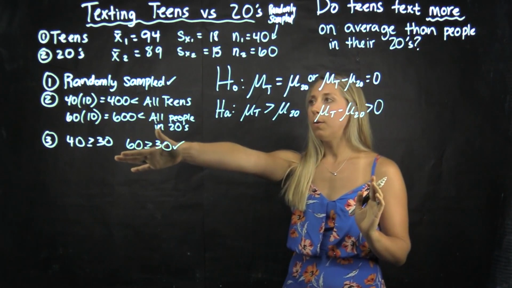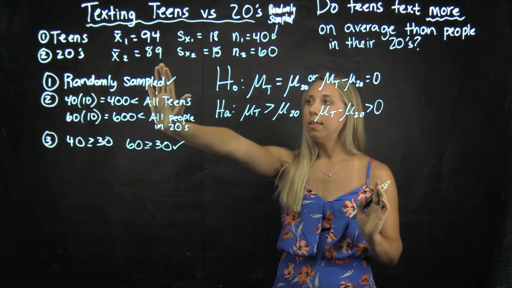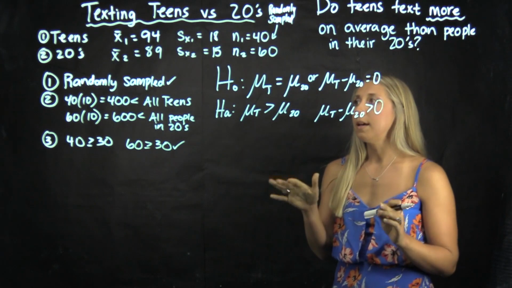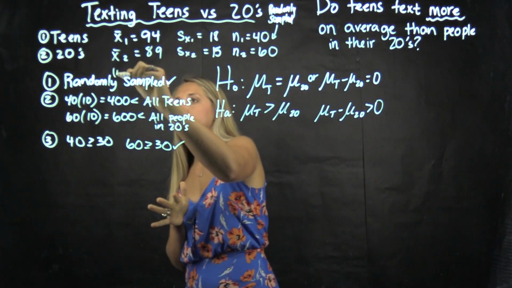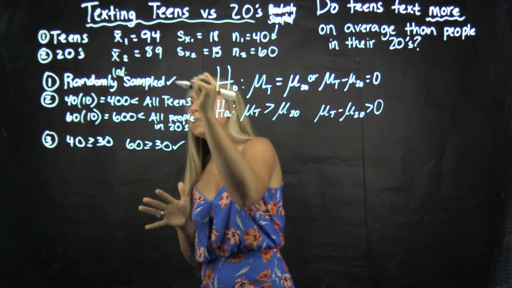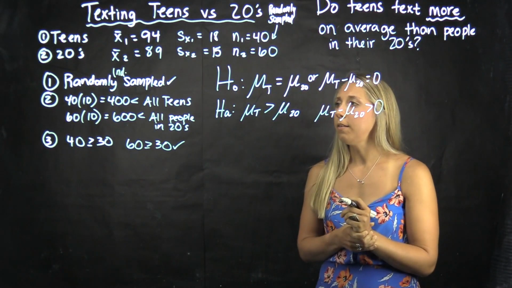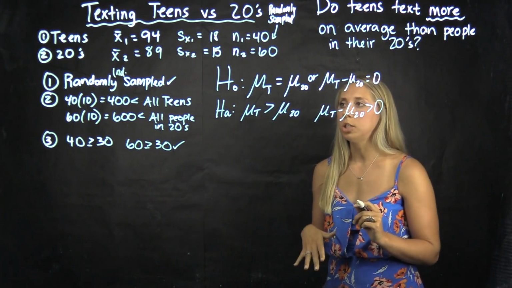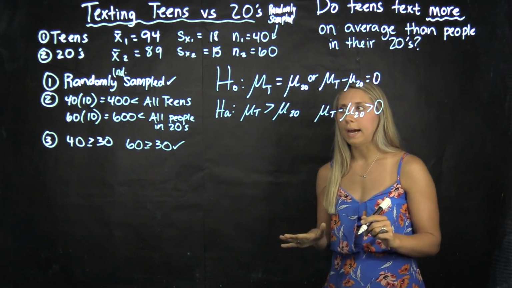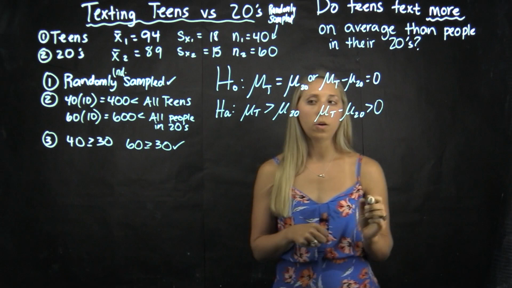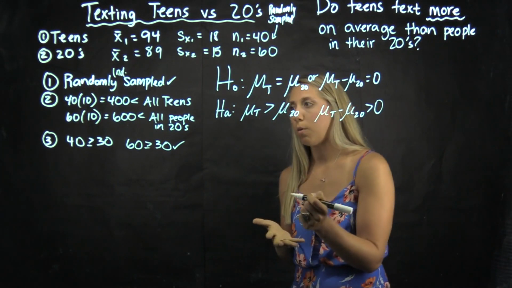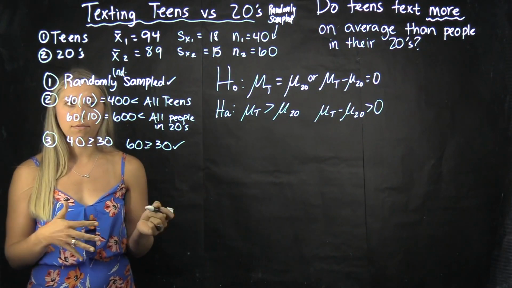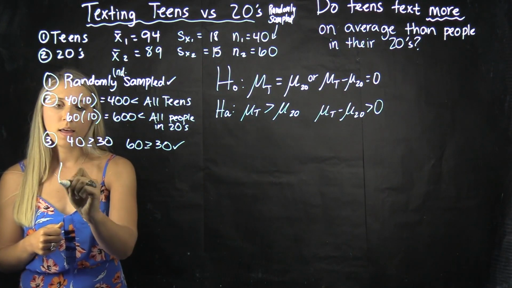Let's take a look at our conditions. The randomly sampled two independent groups, that checks out. So the teens and people in their 20s are independent of each other, the 10% condition, and then our large counts condition, all check out. So from there, we are going to start dealing with our formula for finding this t-score to see if our results are significant or not.